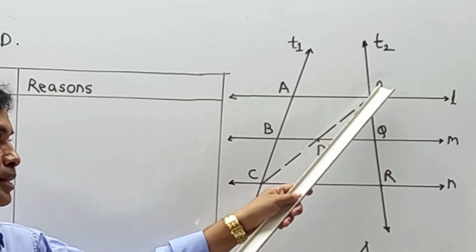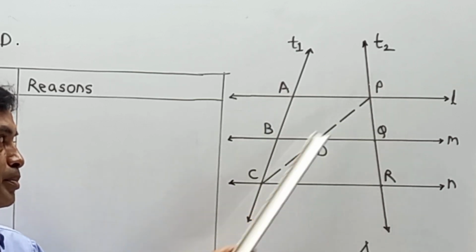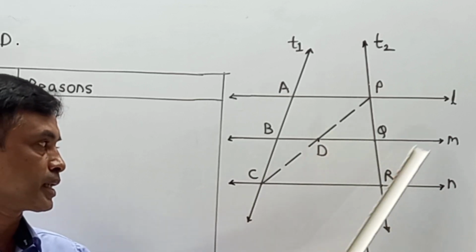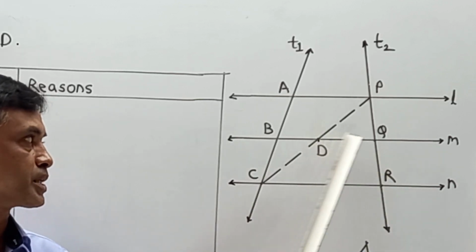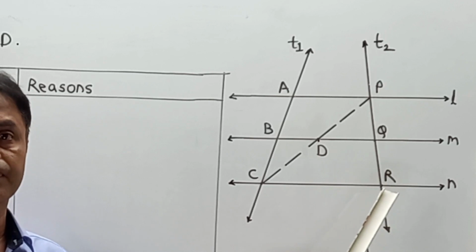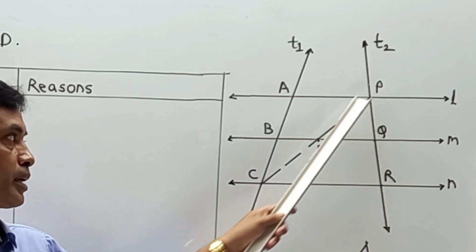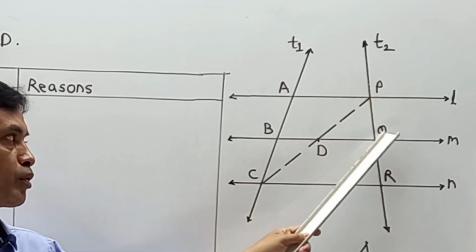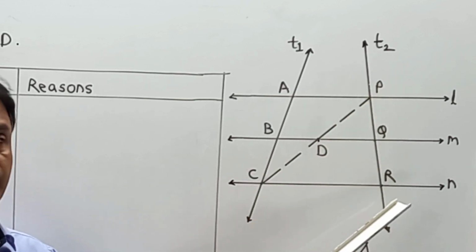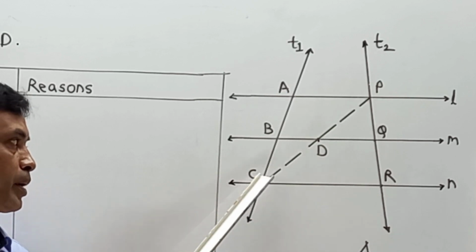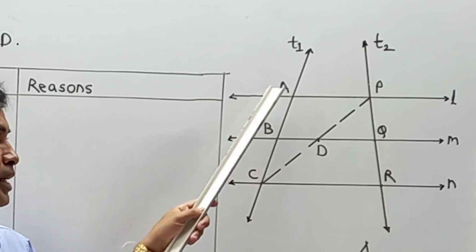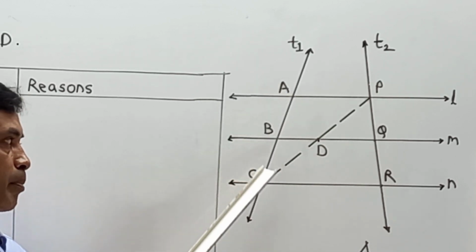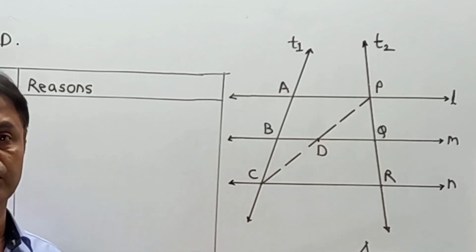In the second triangle, PCR, we know that line M is parallel to N. Logically, you can say that DQ is parallel to CR. From that, we will get PD upon DC is equal to PQ upon QR. In both cases, PD upon DC remains the same, and we can come to the conclusion that AB upon BC is equal to PQ upon QR.